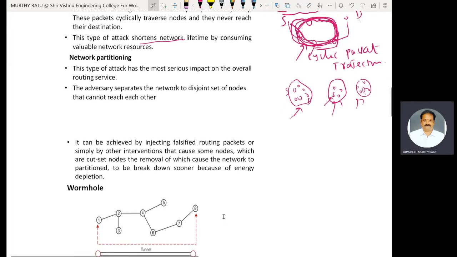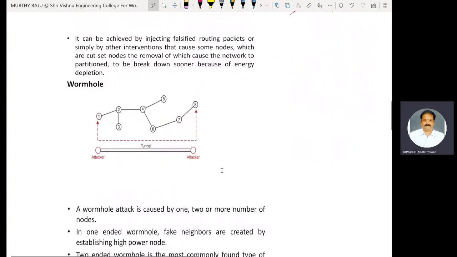Next, another important attack at the network layer is wormhole. This is the network. There are 8 nodes in the network, but 2 nodes are created here. These 2 nodes are powerful nodes and consume more energy. A tunnel is created between these 2 nodes. Therefore, the attacker, this is the attacker node, extracts the information from the first node.